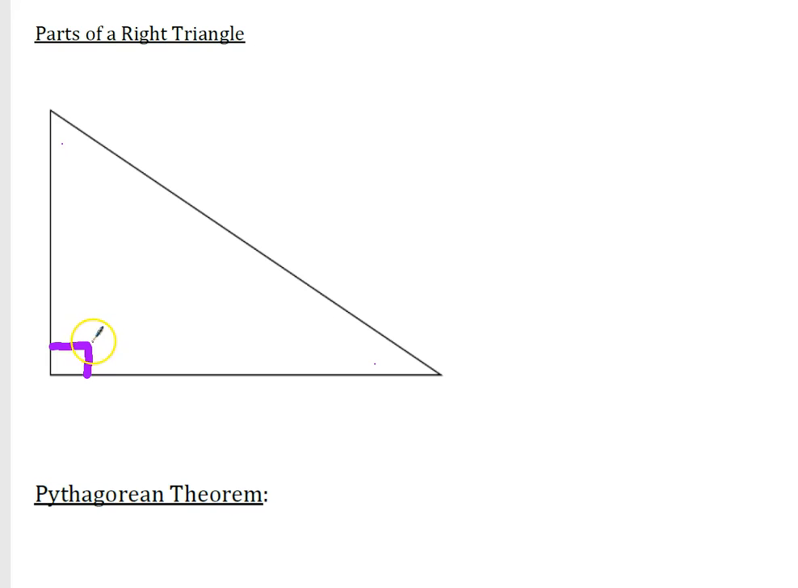So the first part is the side opposite the right angle, which is called the hypotenuse. And that is always going to be your longest side because it's across from the largest angle. The other two sides are called legs. They don't necessarily have to be the same length, but they are still referred to as legs.